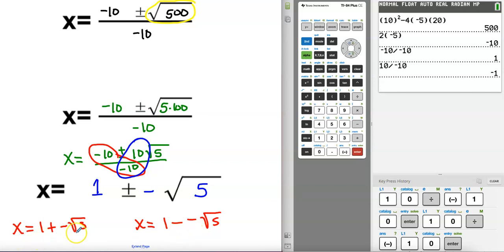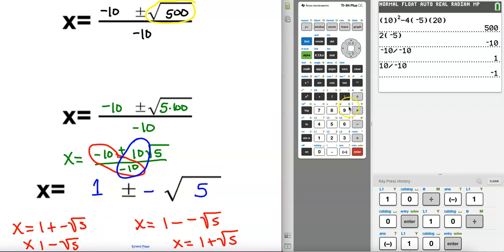And if you want to clean this up a little bit, you can just write it as 1 minus the square root of 5. And over here, you can write x is equal to 1 plus the square root of 5. Because you have a negative and a negative that are next to each other and they make a positive. And here you have a positive and a negative. Well, the negative sign just can kind of take over. But just in case you guys didn't see that, I wanted to let you know where that came from.